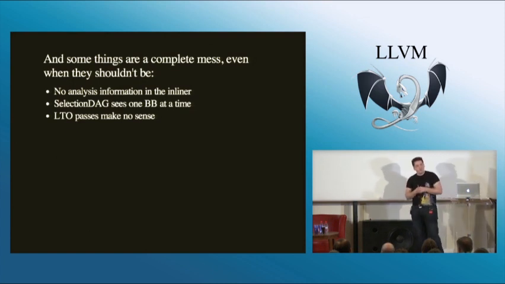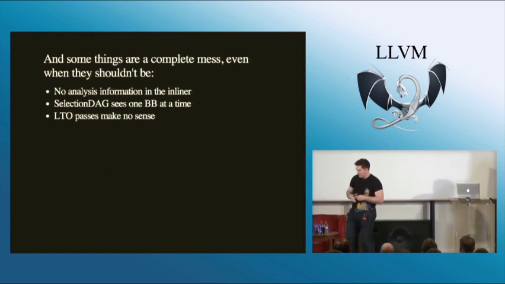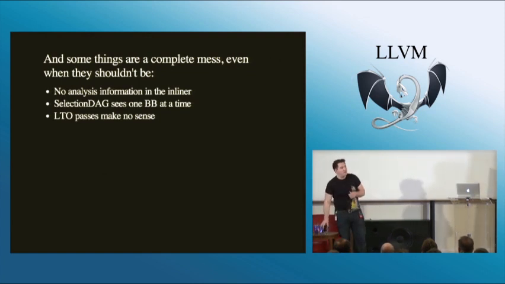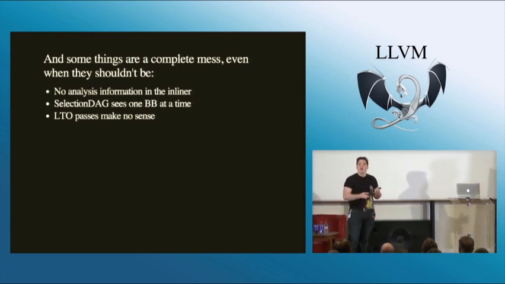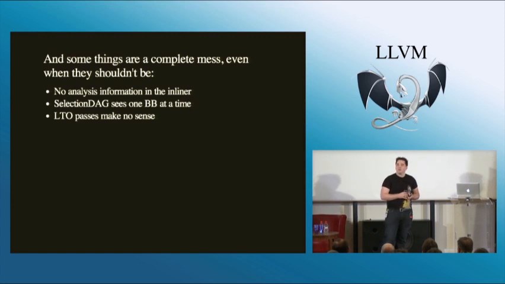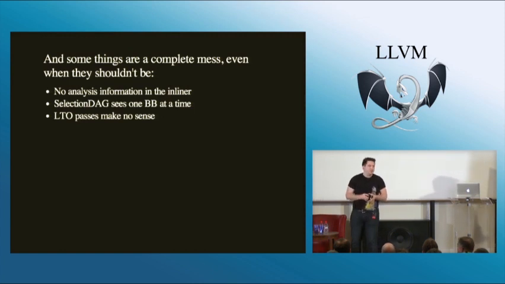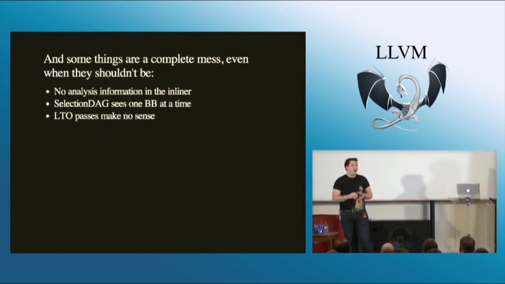My number one grief is that there is no analysis information in the LLVM inliner. This kills me. We have an amazing suite of analyses over the program in LLVM, and none of them are available to what I consider to be the most fundamental and important optimization pass in the compiler, the inliner. It instead is making decisions in the absence of all of the information that the rest of the compiler has. And this causes some pretty serious problems.